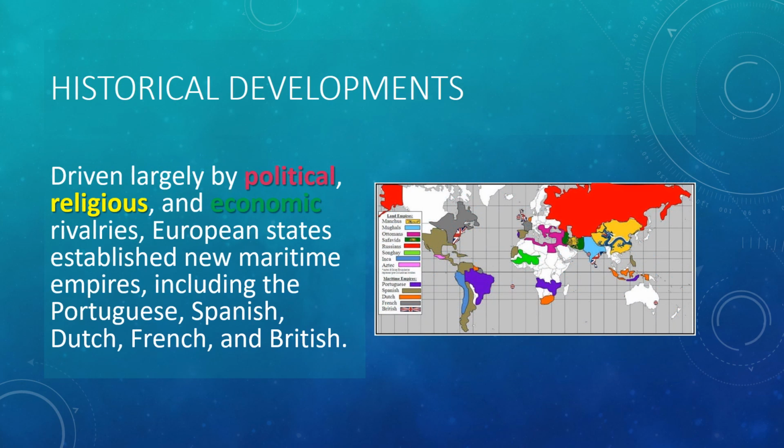Next historical development, driven largely by political, religious, and economic rivalries, European states established new maritime empires, including the Portuguese, Spanish, Dutch, French, and British. So this is then going on to some causes. Now, what were the causes for exploration? Well, they're wanting trade. But what about the causes of them actually creating these empires?